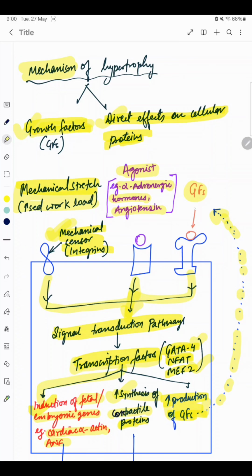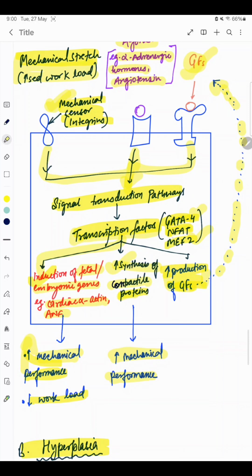The main role is played by growth factors and direct effects of cellular proteins like alpha adrenergic hormone, angiotensin and mechanical sensors. Remember, these are the transcription factors involved in hypertrophy: GATA4, NF80 and MAP2.